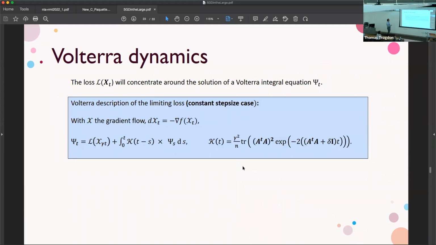So L of xt is going to concentrate, and I can use the idea above to derive this. It's a self-consistent type of operation. It's going to concentrate around the solution of a Volterra integral equation now. And the simplest case that I can show is the constant step size case. This is where things are really nice. So it's going to look very similar to what you saw. You have psi equal to the empirical risk of a gradient flow now. So before we had momentum gradient descent, now it's an ODE, gradient flow, plus something that corresponds to the way in which SGD noise is being solved. And it's just some kernel of t minus s times psi of s.